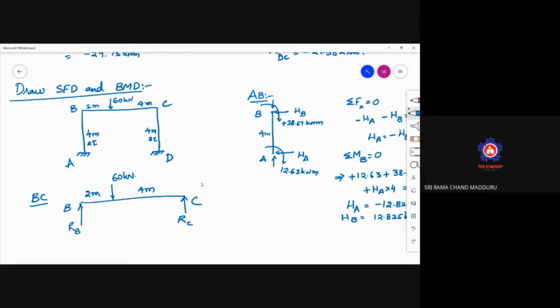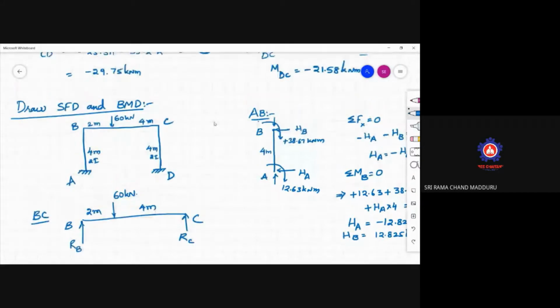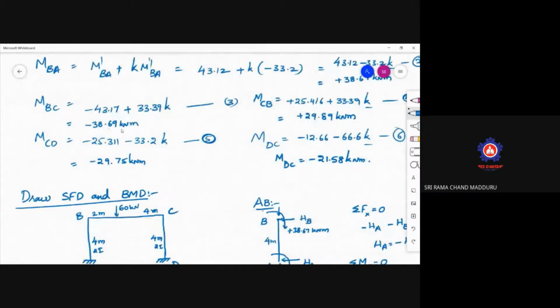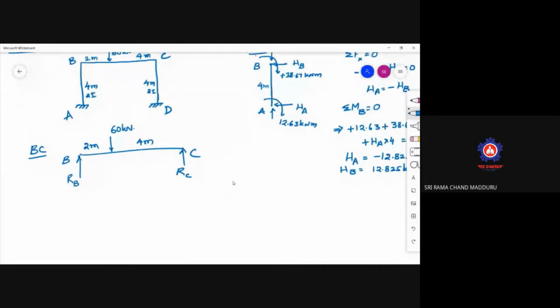In this one, we have to give the moments also. So MBC as well as MCB are to be mentioned, which is minus 38.69 and plus 29.89. The negative sign indicates anti-clockwise direction, so this is anti-clockwise 38.69. This is a clockwise moment. Just remember, clockwise is positive and anti-clockwise is negative. So this is 28.89 kilonewton meter.